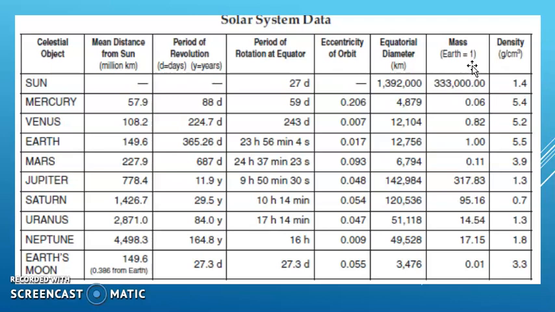The masses are all given in relation to the Earth. So these are not kilograms, but they're how many Earth masses there are. So we can see that Mercury has a lot less mass than the Earth does, and Jupiter has a lot more mass than the Earth does. And then it also lists the density in grams per centimeter cubed.